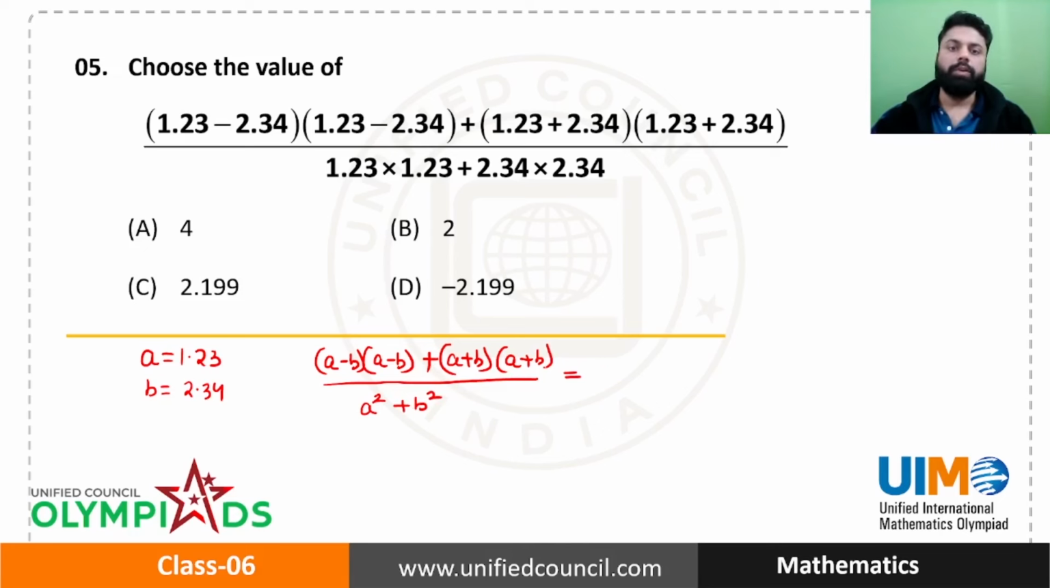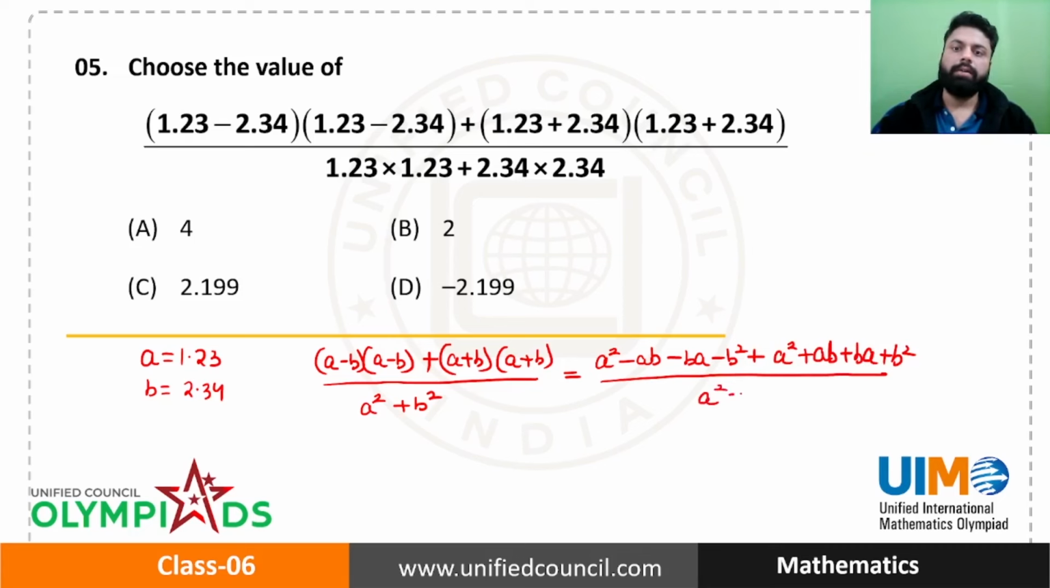So see, when you open it up, this will become A square minus AB minus BA minus B square plus A square plus AB plus BA plus B square, divided by A square plus B square minus AB plus AB minus BA plus BA. So this is 2 times A square plus 2 times B square divided by A square plus B square.